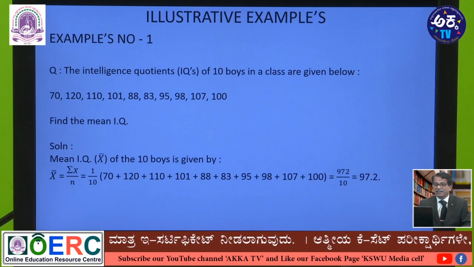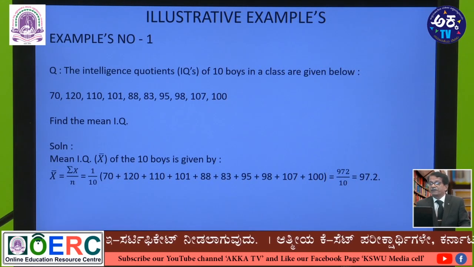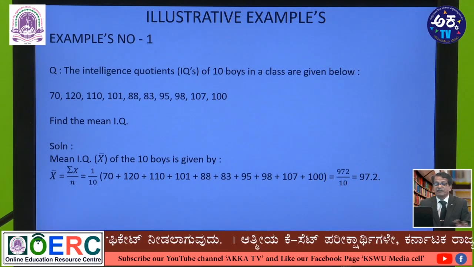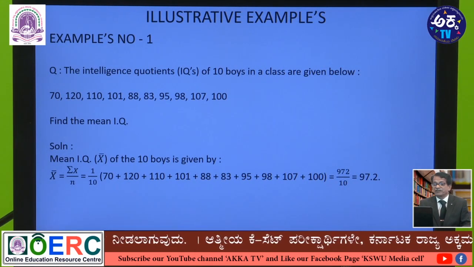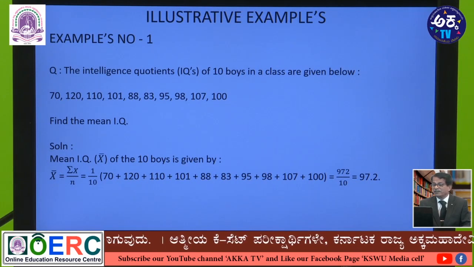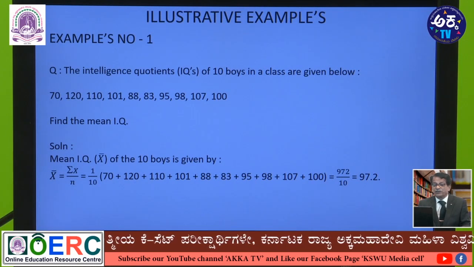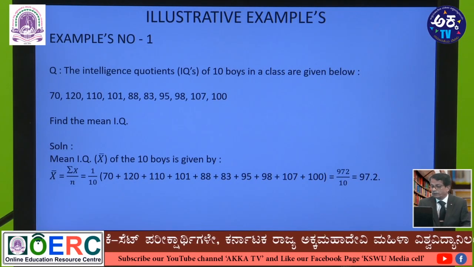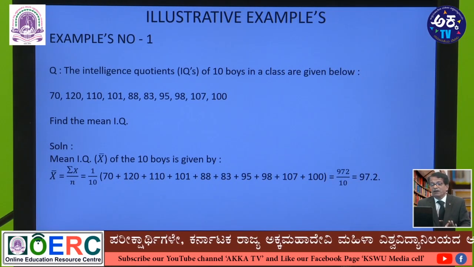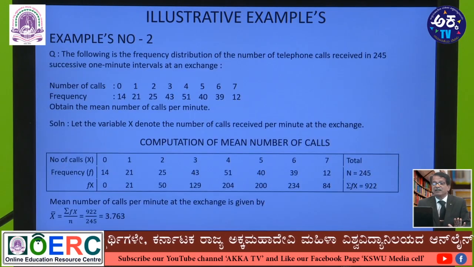Here is one simple example. The intelligent quotient of 10 boys in a class is given below. We have 10 observations. The arithmetic mean of all these 10 observations comes out to be 97.2, and this is what we mean by arithmetic mean of ungrouped data.